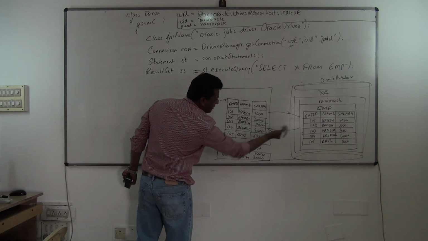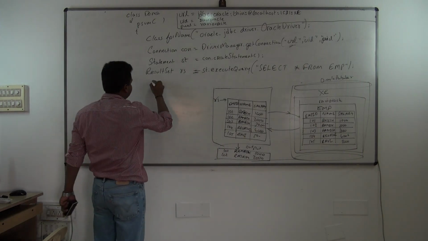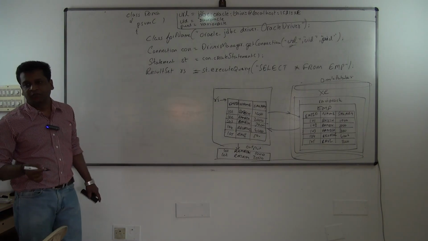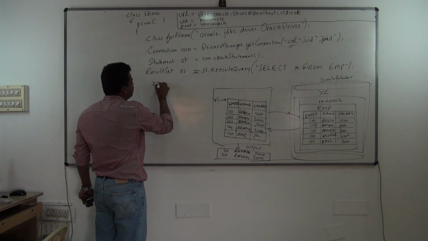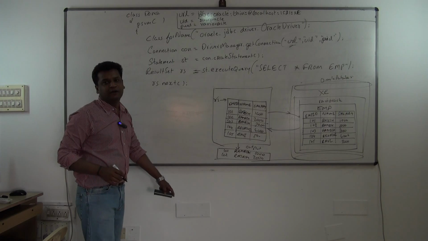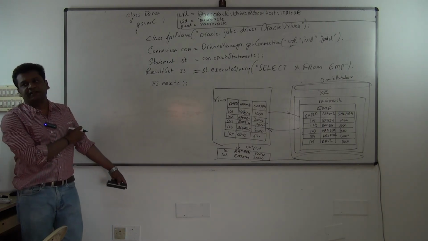So I have to connect, retrieve values, then I have to do the output. So yes, let's see how you do that. First I will show you how to retrieve only one row and print. So for that I will say rs.next. Next is a method present in which one now? Result set. Next is a method which is present in result set.